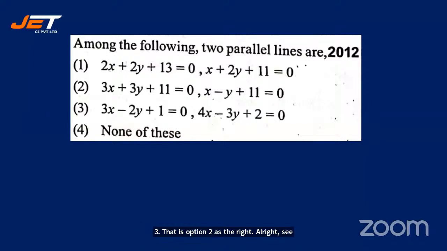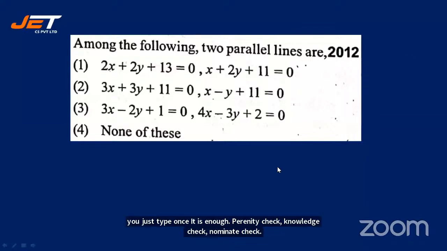Let's see the next question. Among the following, 2 parallel lines are dash. Is it option 1, 2, 3? Quickly do it and give me the answer. Let me just check the chat box. Yes, many are giving me the right answer. If you just type once, it is enough. Akshaya, you're right. Gayatri, check. Pranati, check. Kumari, check. Navneet, check. I think somewhere you are making mistakes here.